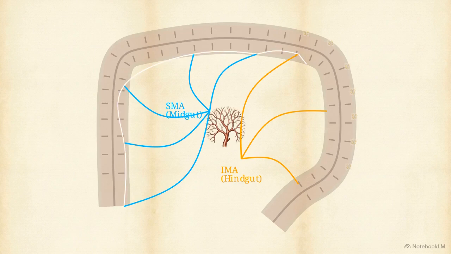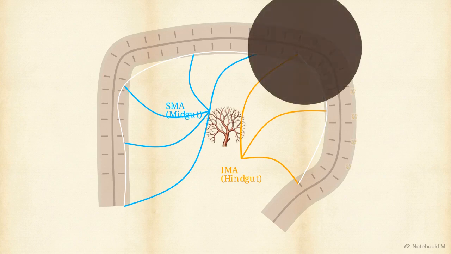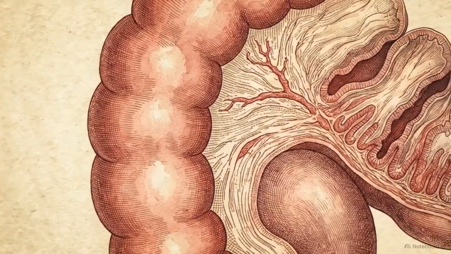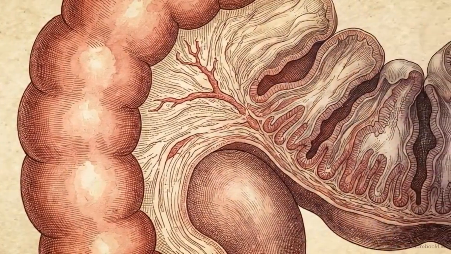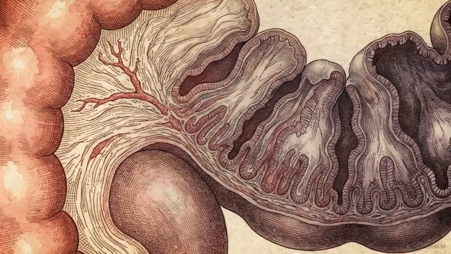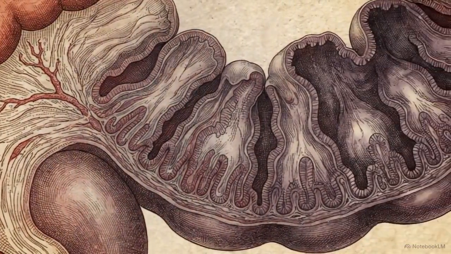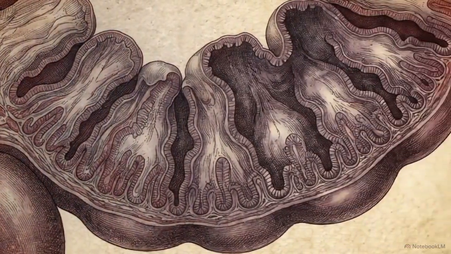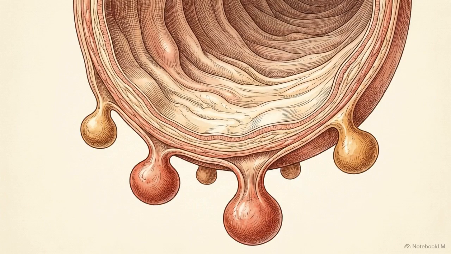Peripheral branches from both the SMA and IMA typically anastomose to form a continuous vascular supply known as the marginal artery of Drummond. But blood flow in the watershed area of the splenic flexure, right at the junction of the midgut and hindgut, can be highly tenuous. Because of this precise anatomical vulnerability, a sudden occlusion of the IMA predictably leaves the splenic flexure poorly perfused, leading directly to ischemic colitis. Most colorectal cancers develop from benign adenomatous polyps.